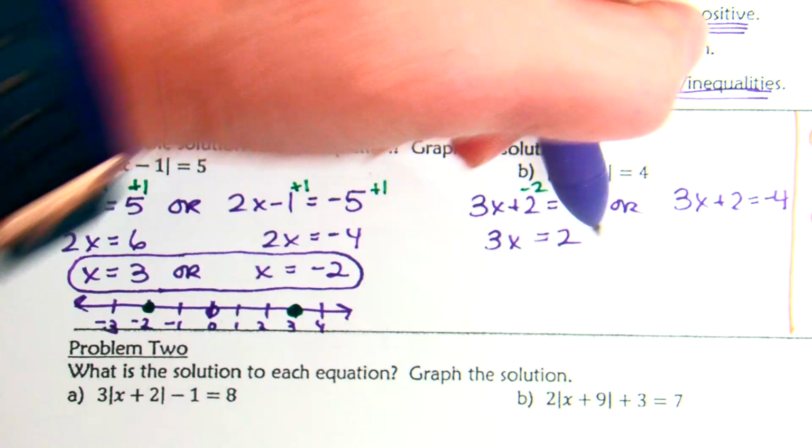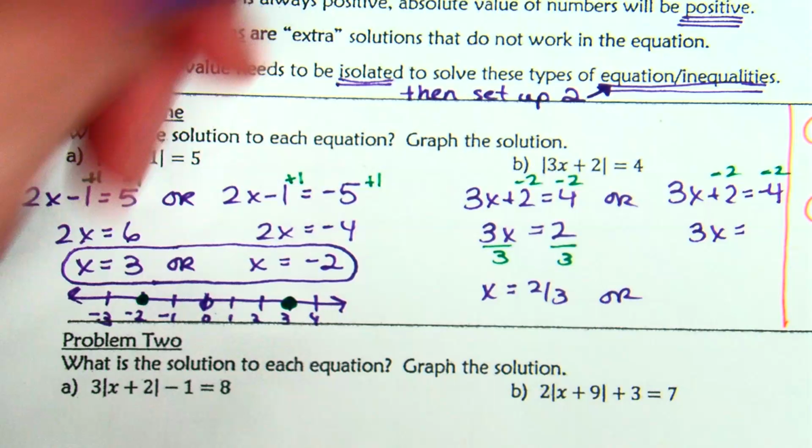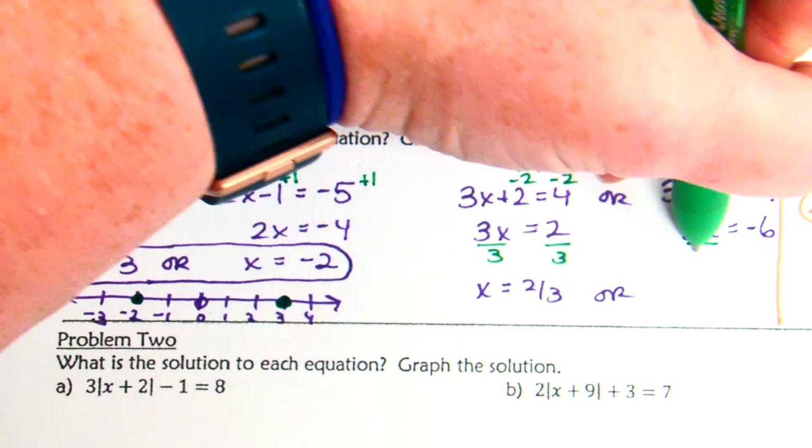Now, do my steps change any for the other equation? Not really. It's still 3x plus 2, so we're going to subtract 2. 3x equals, what is negative 4 minus 2? Negative 6. 3x equals negative 6. We're going to divide by 3, and x is negative 2.